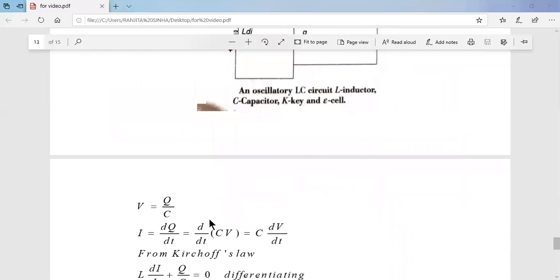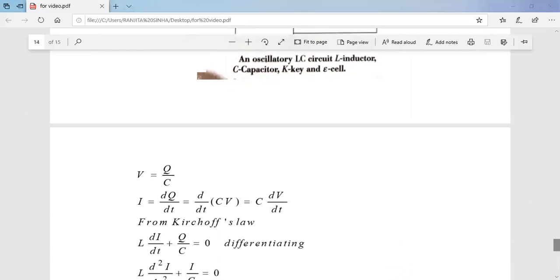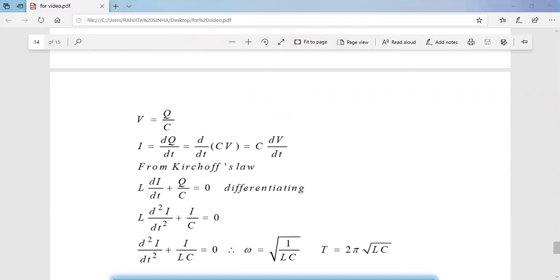Now we know V equal to Q by C and I equal to dQ by dt, so ultimately I can write I equal to C dV by dt. Now from Kirchhoff's law we can write L di by dt plus Q by C equal to 0. Differentiating it, we get L d2I by dt square plus I by C equal to 0, so d2I by dt square plus I by LC equal to 0, omega equal to root over 1 by LC. So here T equal to 2 pi root over LC.